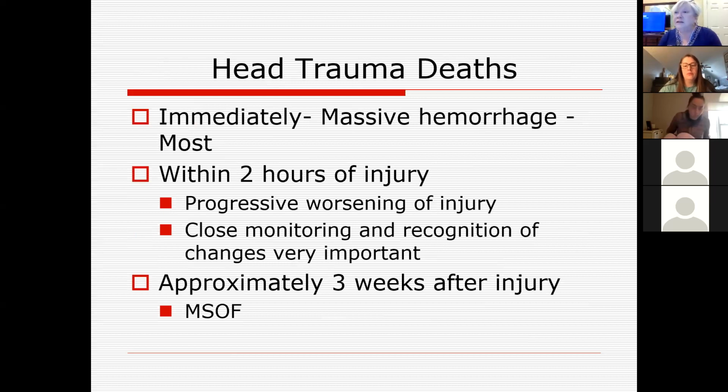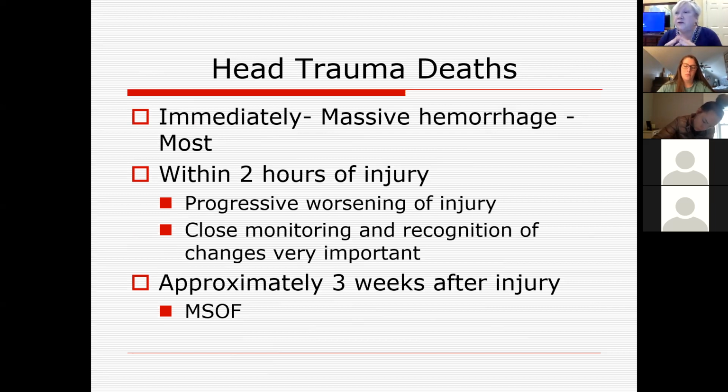Most people with head trauma die immediately. So like in a car accident, they're dead at the scene. Most head traumas are dead at the scene. If they do live, most will die within 2 hours because they develop massive increased intracranial pressure. If not that, they will die within three weeks just from multi-system organ failure, MSOF. That's one way, or MODS, multi-organ dysfunction syndrome, depending on what book you're looking at.